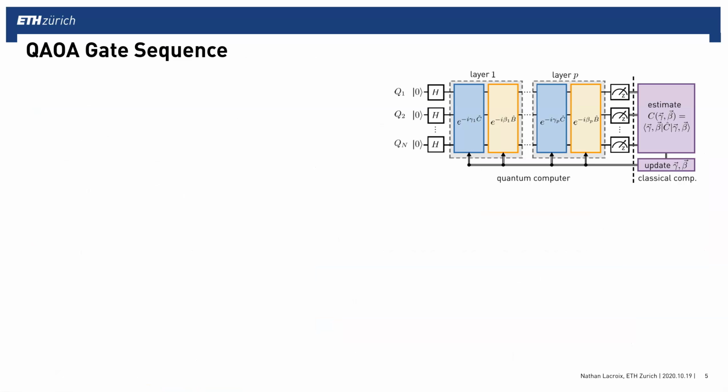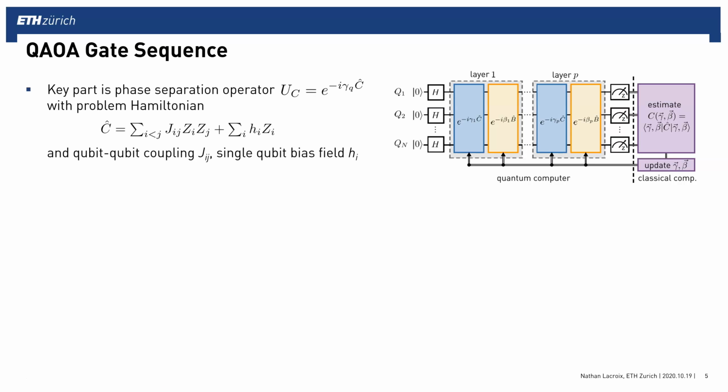So the key part of the gate sequence, which is where the continuous gate set comes into play, is in the phase separation operator. One observation to make here is that all terms in C commute because C is diagonal on the Z basis, and therefore each term in C can be considered individually. Also, for the purpose of this talk, we will not be looking at single qubit bias fields, and therefore C can be expressed as a sum of qubit-qubit terms with qubit-qubit coupling Jij.